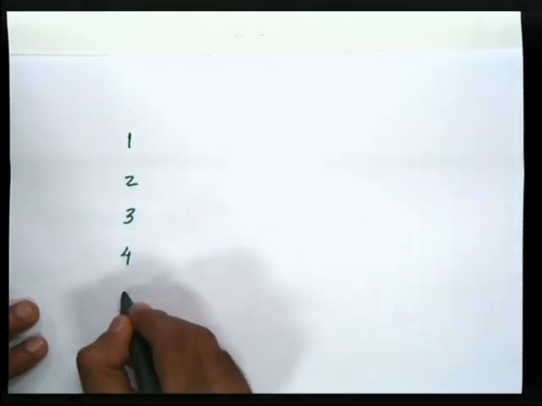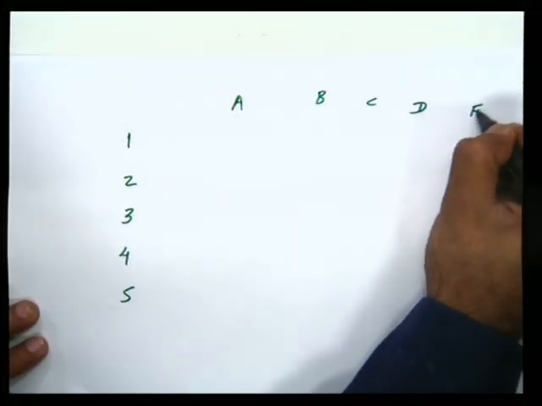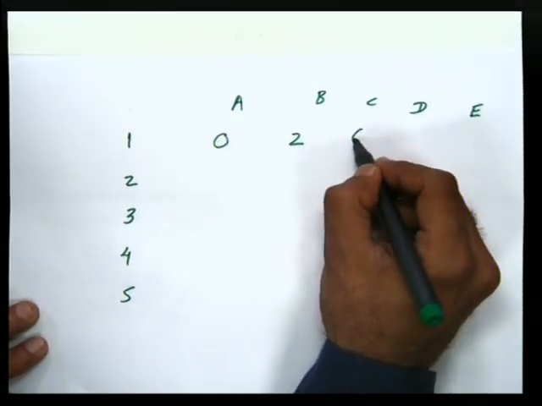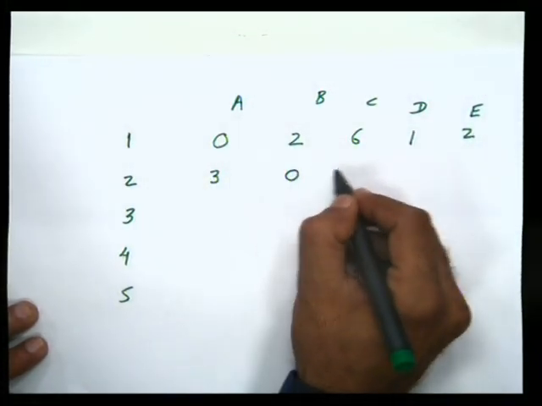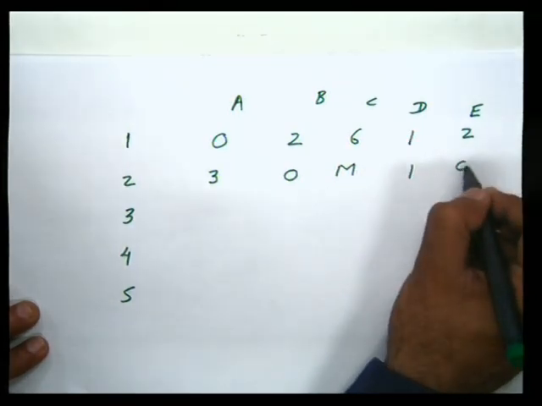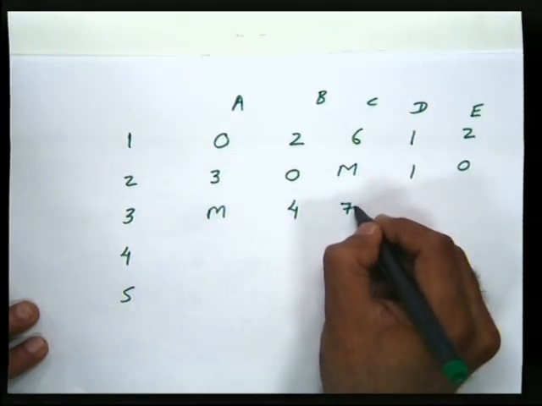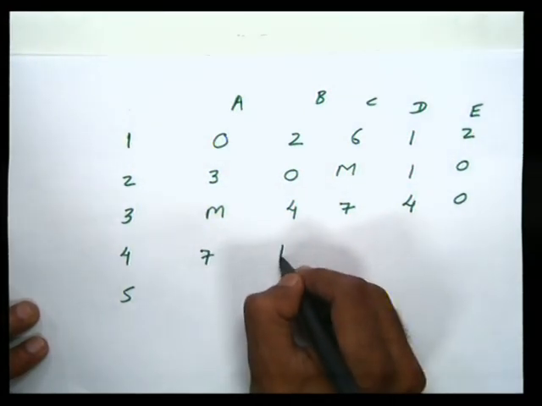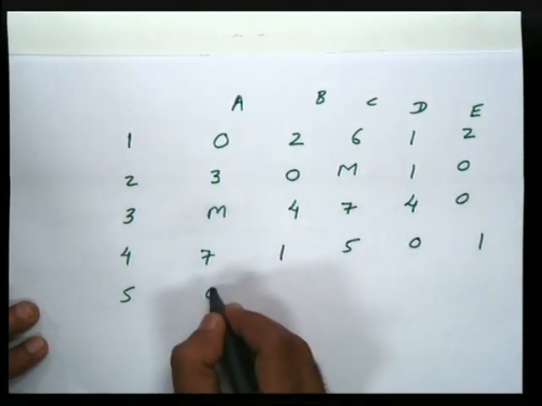We have machines 1, 2, 3, 4, 5, and locations A, B, C, D, E. The rows are 0, 2, 6, 6, 1, 1, 2; then 3, 0, 0, M, 1, 0; then M, 4, 7, 4, 0; then 0, 7, 1, 5, 0, 1; I mean zeros and also zeros.